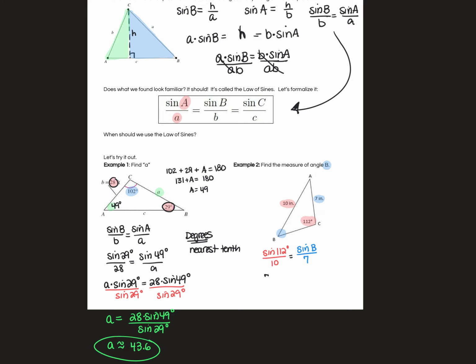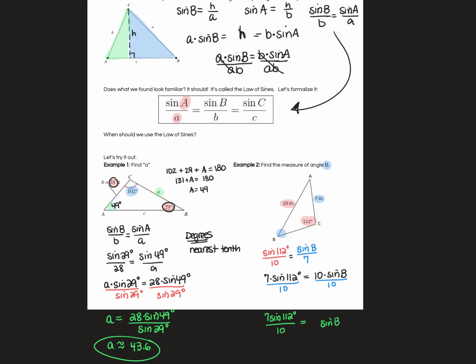So I'll have 7 times the sine of 112 equals 10 times the sine of B. I need to solve for B. First thing I'm going to do is divide both sides by 10. Okay, now that's going to give me 7 times the sine of 112 divided by 10 equals the sine of B. And let me actually write that a little bit differently here. I'm just going to give myself some space. I don't know why that's being so weird about erasing. So I'm going to write that as the sine of B. Now, we want to figure out what B is.